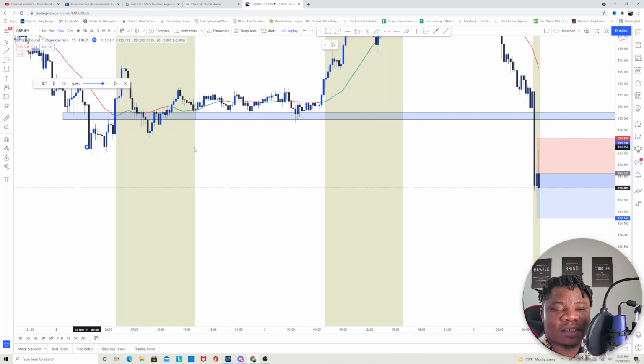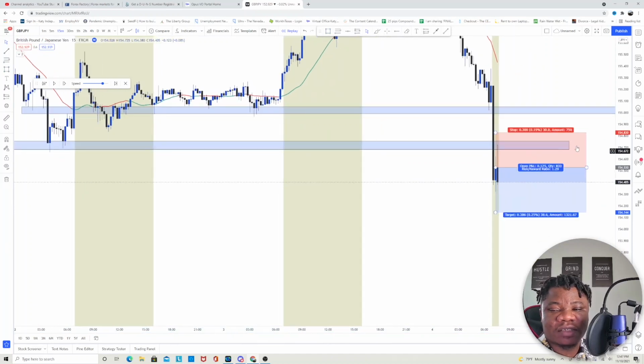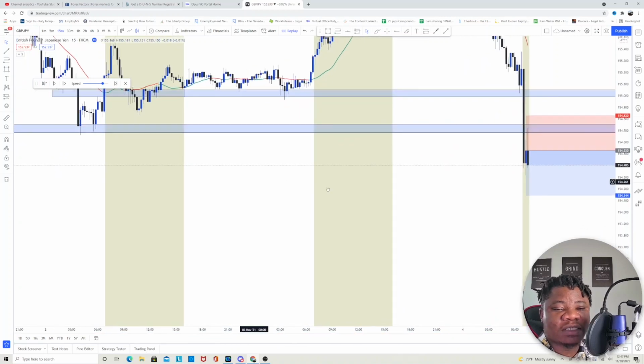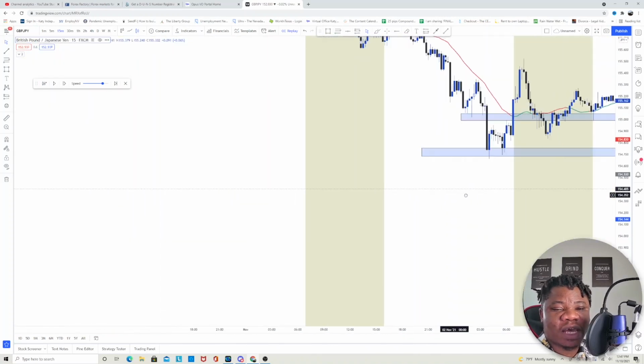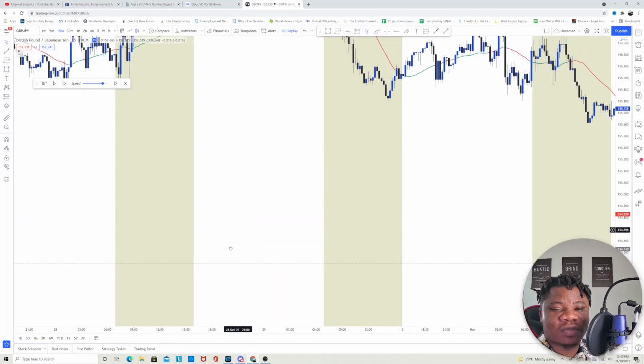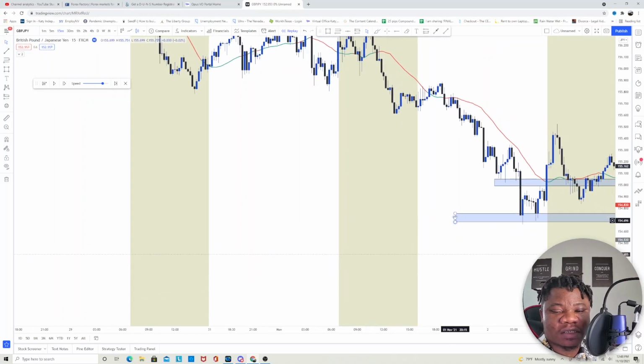We could mark this zone here as well, and we will see that price actually broke both zones. Looking at this right over here to the left hand side, now we have our entry right there. For us to have our take profit target, all we have to do is look to the left hand side to see where our potential take profit target is going to be.